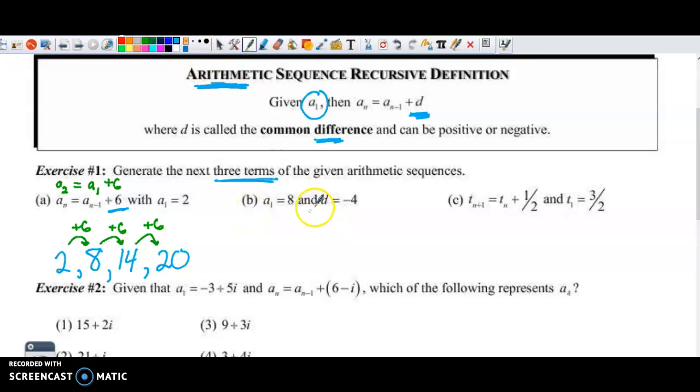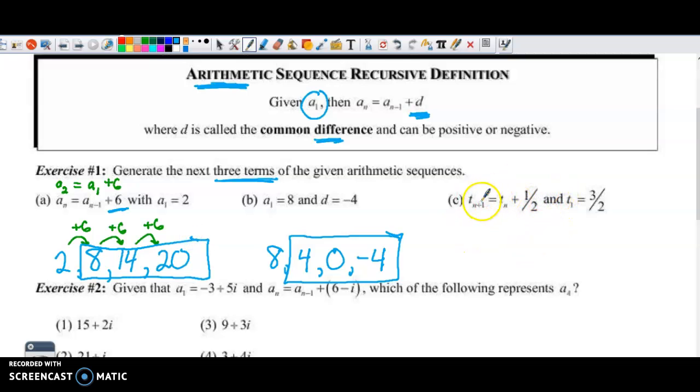Okay, so moving on to the next one. We know that the first term is 8. It tells us right there. And the common difference is minus 4. It's a negative 4, so we're going down by 4. So the second term would be 4, 8 minus 4. 4 minus 4 would give us 0. 0 minus 4 is negative 4. So there's our next three terms. Maybe we'll even put a box around the next three terms as the directions tell us.